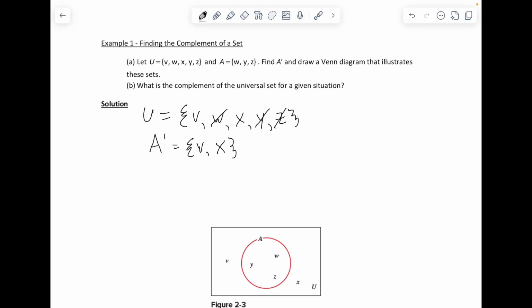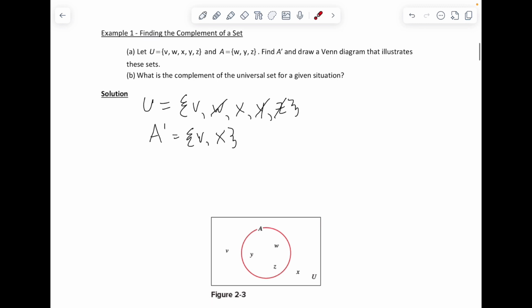The Venn diagram is sketched down here. Okay, here's the Venn diagram. The rectangle is the universal set. You'll notice that inside the rectangle are all the letters V, W, X, Y, and Z. The circle represents set A. Inside the circle, we find the letters W, Y, and Z. The region inside the rectangle but outside the circle is the complement of A. That region has the letters V and X.